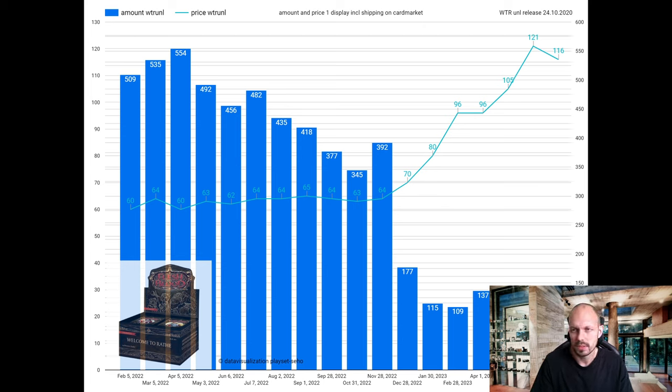Welcome to Wrath Unlimited. So after the all-time high last month and the all-time low of supply, we have seen a reverse in both. So the scissors are closing again. 116 is the price, 115 is the availability, or the boxes offered for sale on cardmarket. That's the price including shipping.